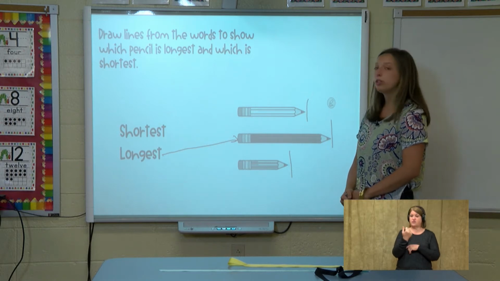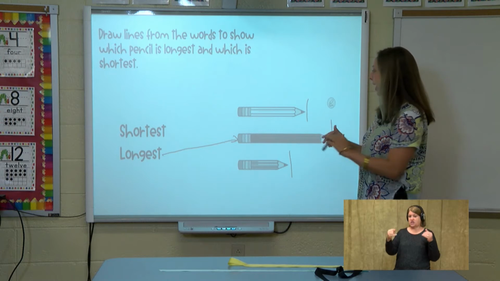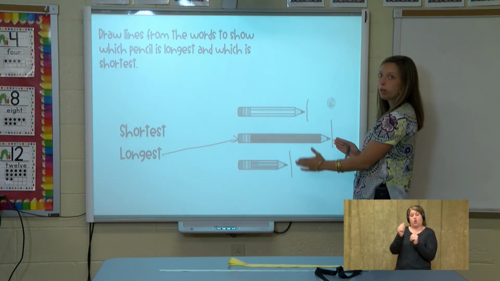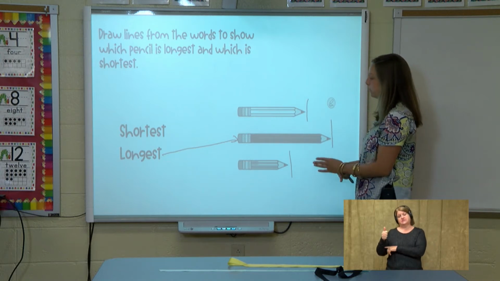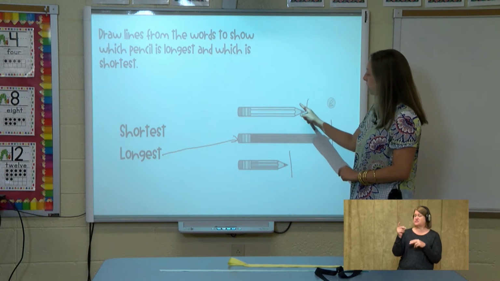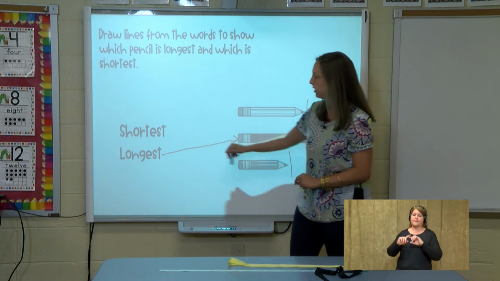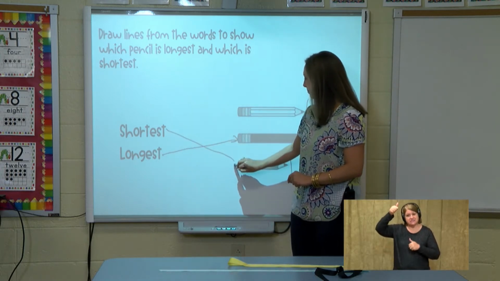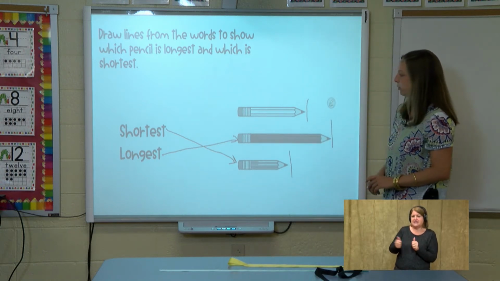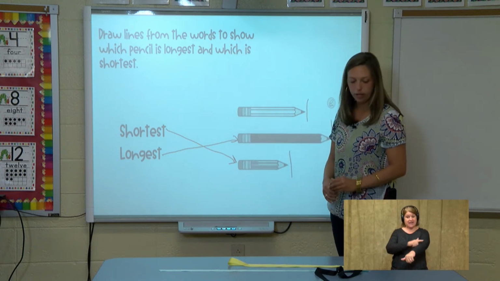All right, now we're going to draw a line to the shortest pencil. Shortest, so it has to be smaller than our longest and the smaller one out of all 3 that we're observing. This one is shorter than the long pencil, but it's not the shortest. This one right here is the shortest. Remember, when you're comparing lengths, they must all start at the same point.